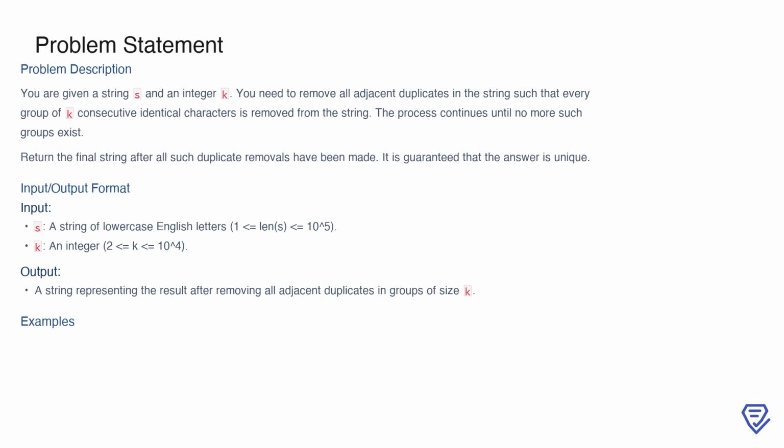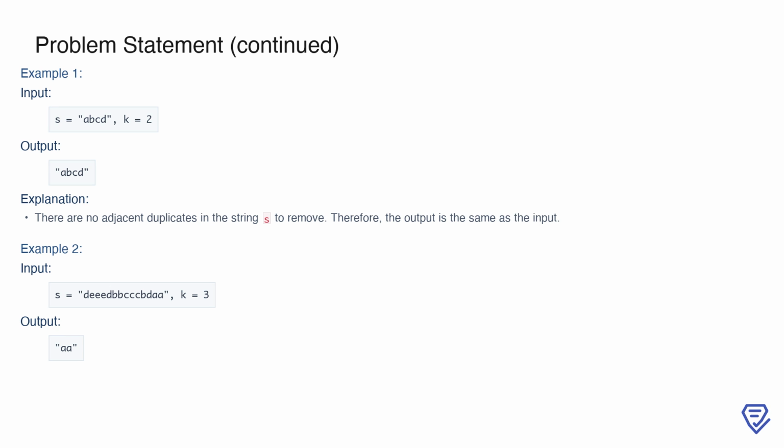The input size can be large, with s having up to 100,000 characters and k going up to 10,000. So an efficient solution is important here. To understand this better, let's look at some examples.